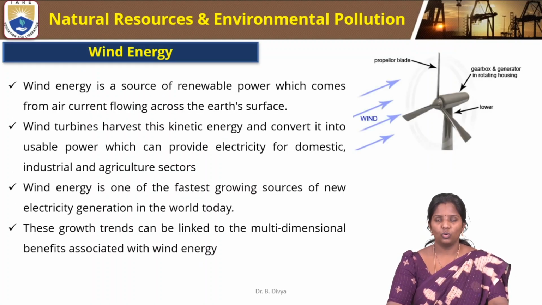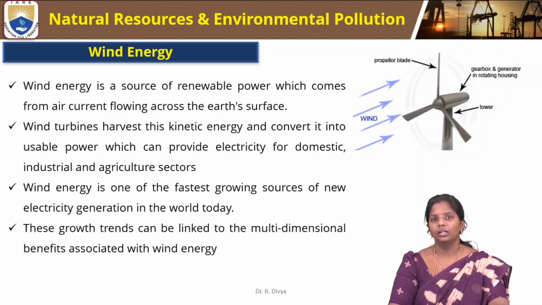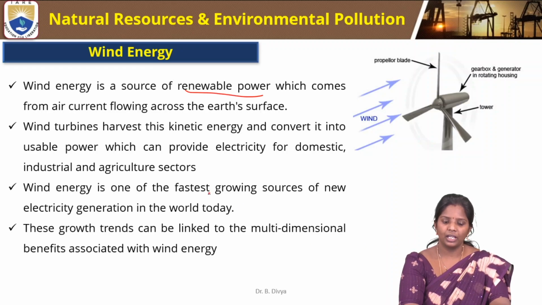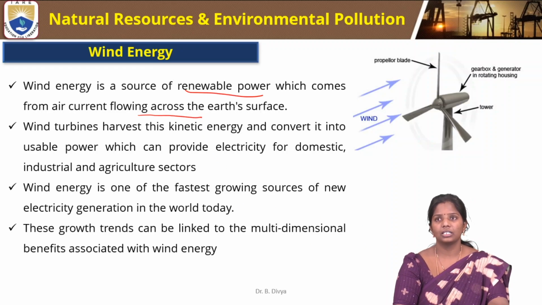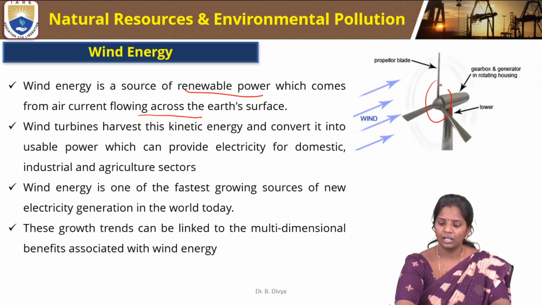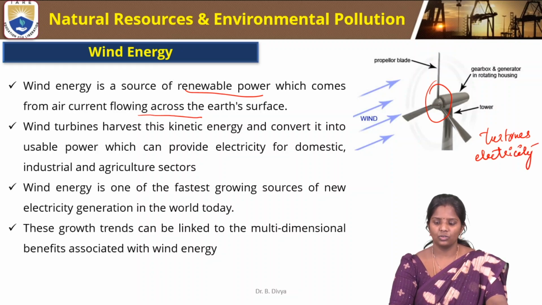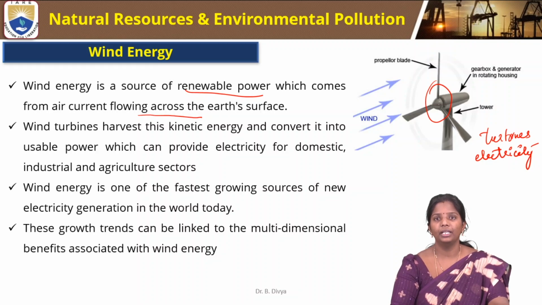Then wind energy. Wind, as we know, is a renewable power, because wind formation is caused by differences in air pressure. So this is a form of renewable power, which comes from the air current crossing the Earth's surface. Wind turbines are used to generate electricity. The wind propeller blades rotate so that there is energy production.